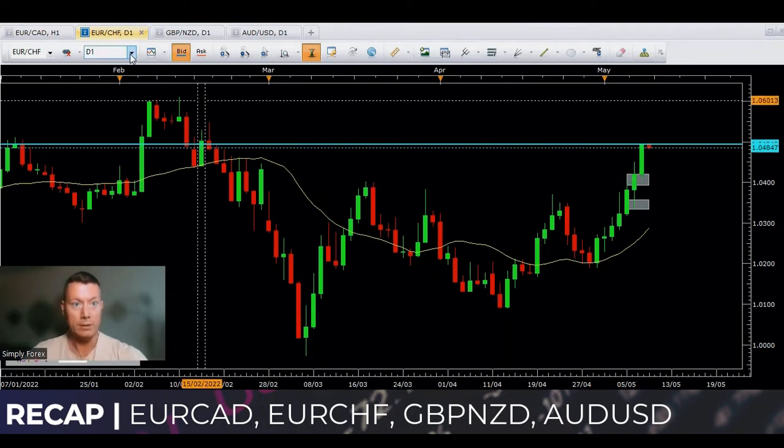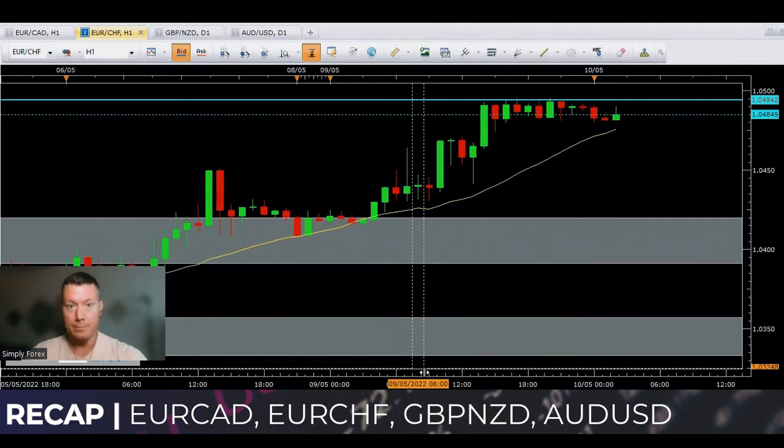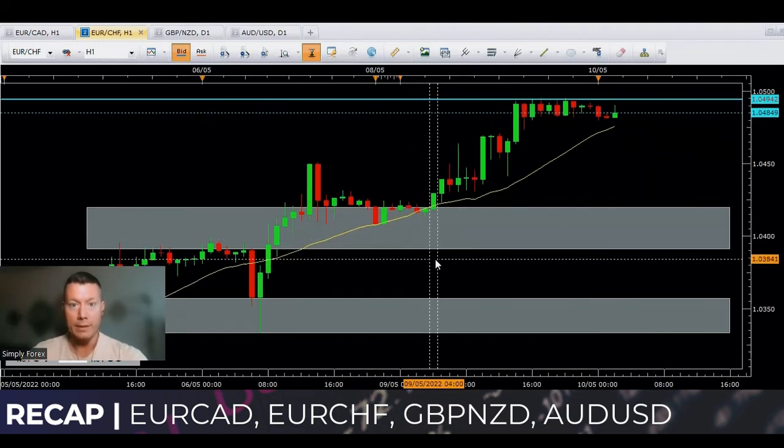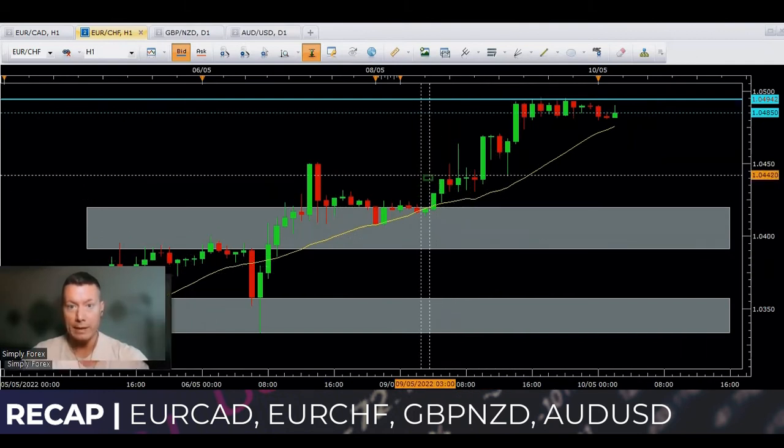So let's look at H1 for execution. Guys, there were a few candles you could have entered on. You had both of these candles here. These bounced off the grey zone, very bullish candles. These would have been excellent entry candles. Unfortunately, I wasn't awake at this time. Instead, I saw this candle here.